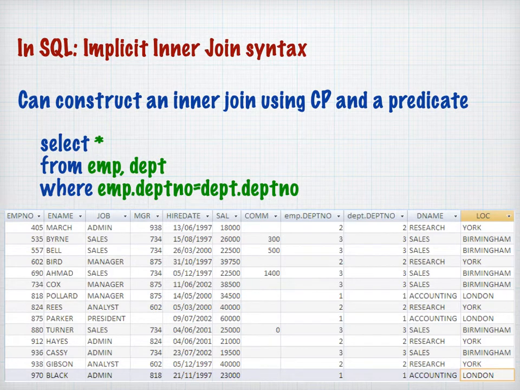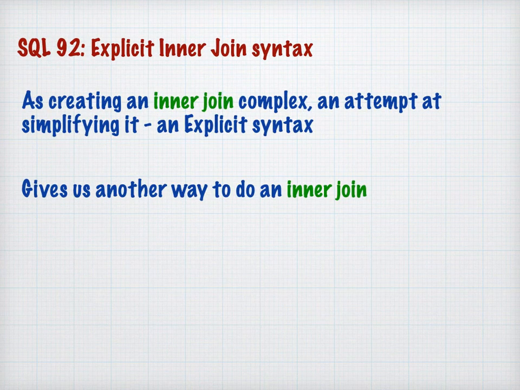Now that's an implicit inner join, because we're not actually saying anywhere here we're doing an inner join. We're actually using a Cartesian product and a selection. Now it turns out that there is an explicit inner join syntax, and this was introduced perhaps because people find inner joins complicated. It gives us another way of doing an inner join, and it behaves in exactly the same way as the other syntax. We will explicitly write down that we're going to do an inner join. So let's see what that syntax looks like.